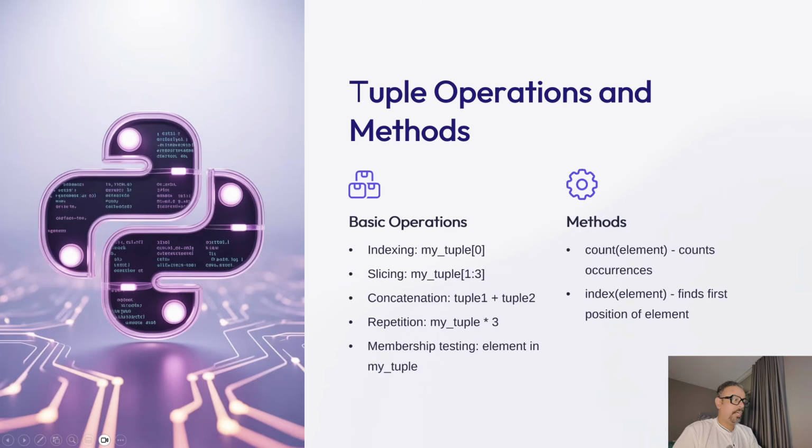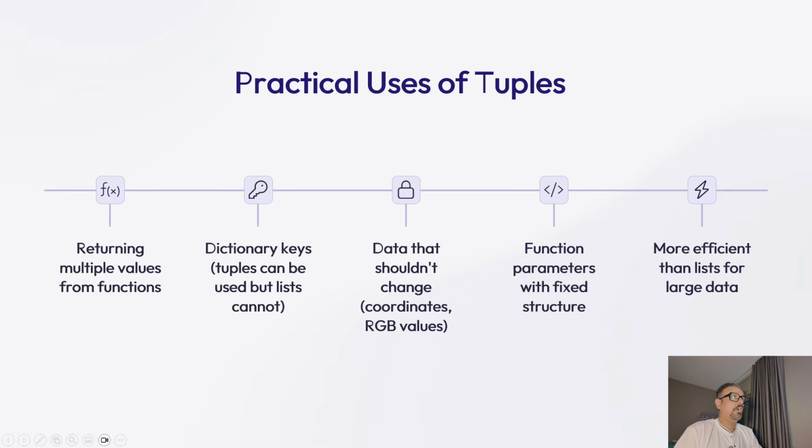Now, let's jump back to our screen and talk about some practical uses of tuples, how they are used. Tuples are especially useful in real world scenarios where data shouldn't change. Because they are immutable, they are perfect for things like declaring RGB color values, geographical coordinates, or any fixed structure which should not change. They are also commonly used to return multiple values from a function, which I will show you in a bit, which makes unpacking clean and efficient.